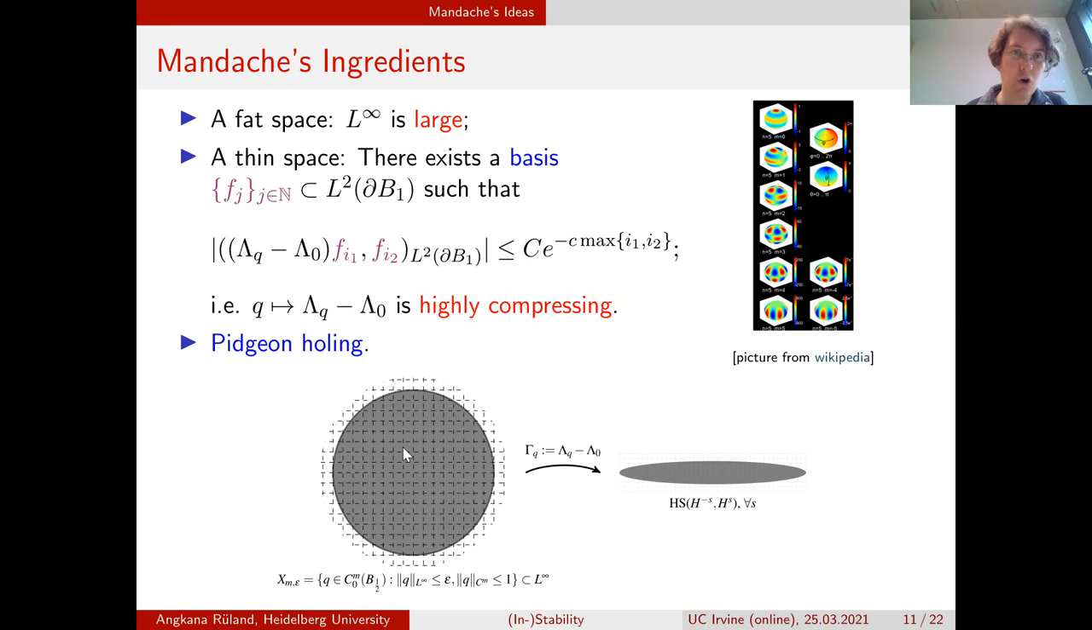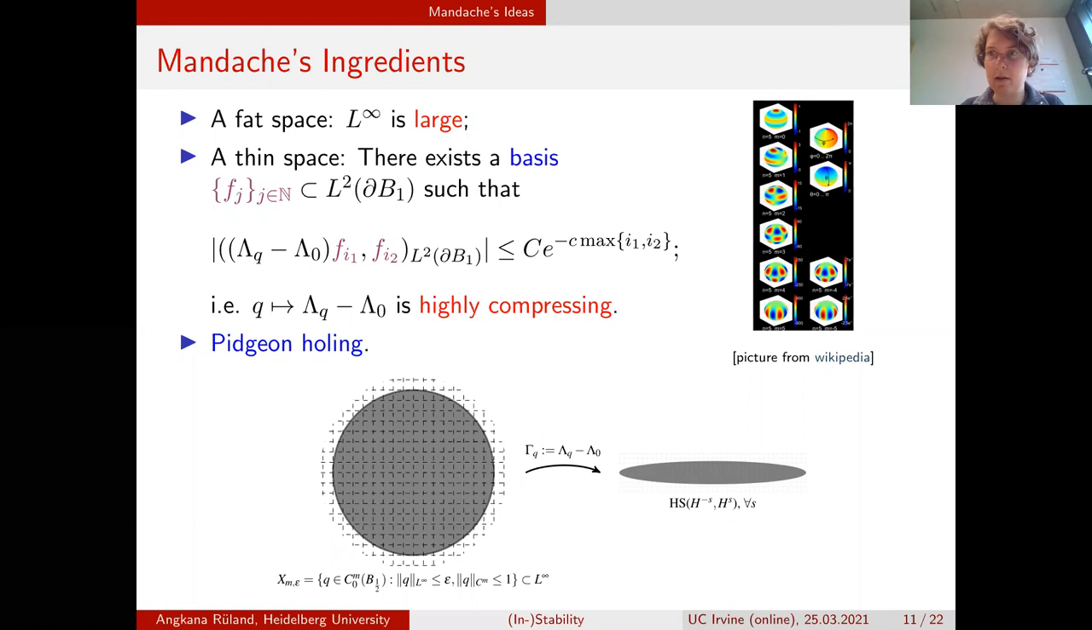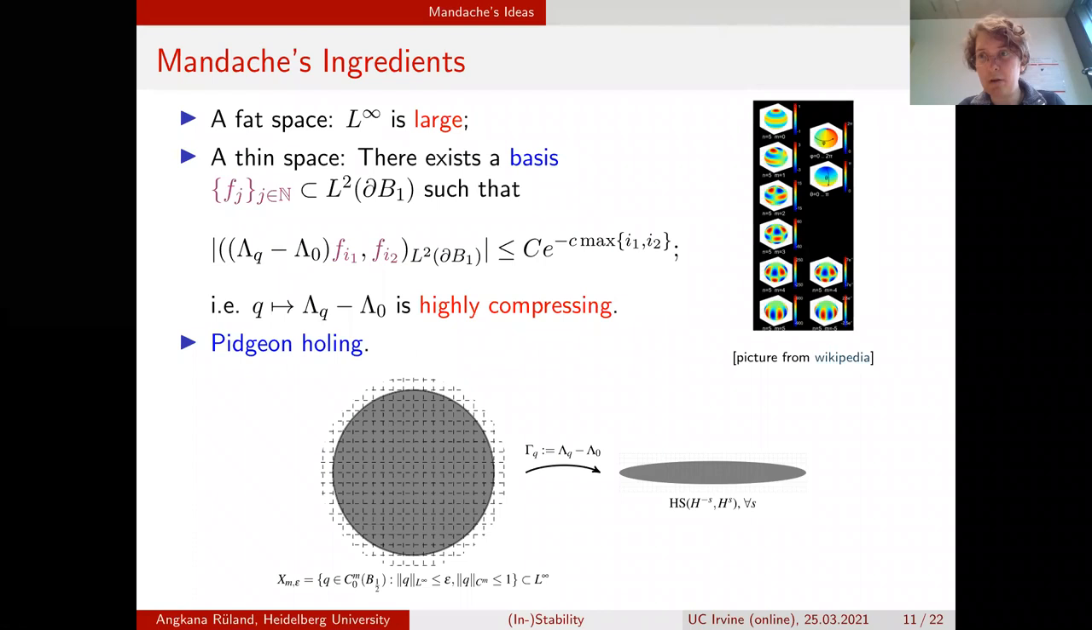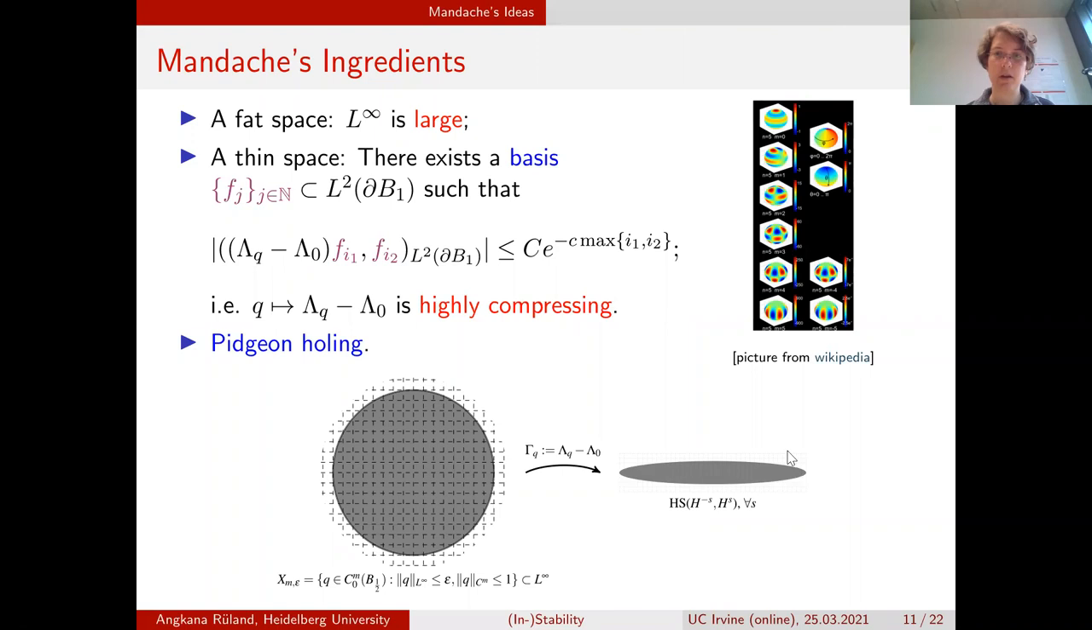Okay, so the second ingredient is the problem-specific ingredient, and that's the statement which Mandatha proves for the Calderon problem: that the Dirichlet to Neumann map, or rather this background corrected Dirichlet to Neumann map, is enormously shrinking, enormously compressing distances. So he formulates this in terms of essentially the Hilbert-Schmidt norm of this background corrected Dirichlet to Neumann map, showing that its components have exponential decay. So in terms of a picture, this simply means that the Dirichlet to Neumann operator squashes this fat thing into something very thin, in a sense that thin can also be made precise: for any delta, you find a small set that is a delta discrete set that covers this image.